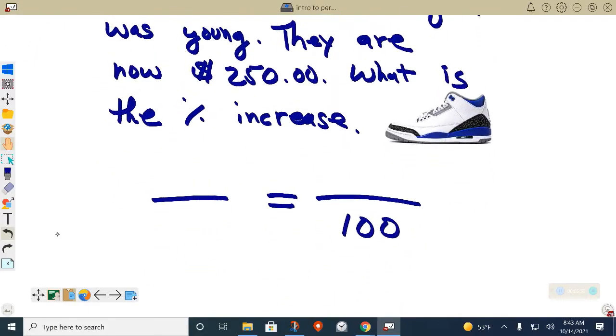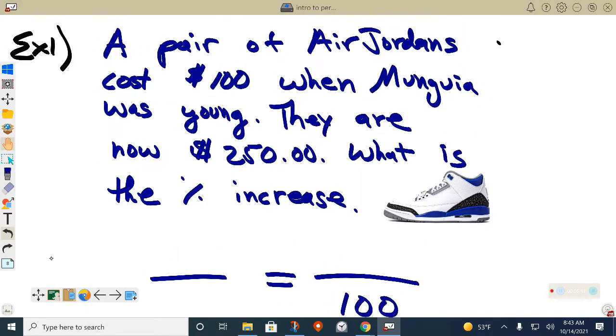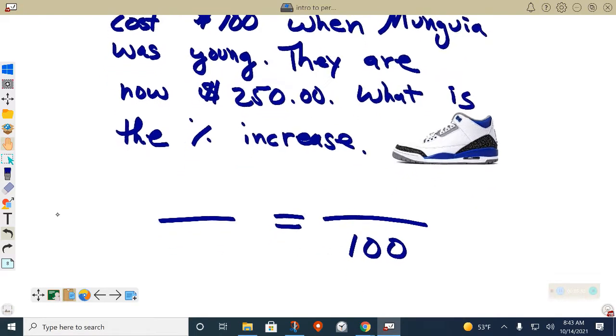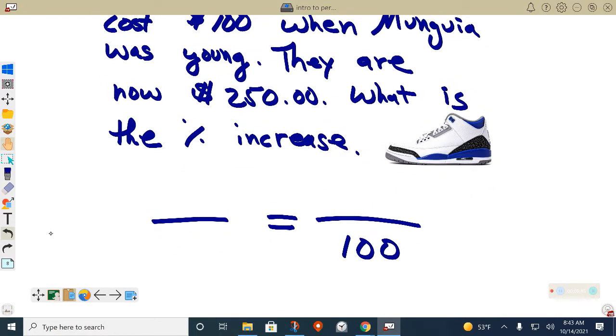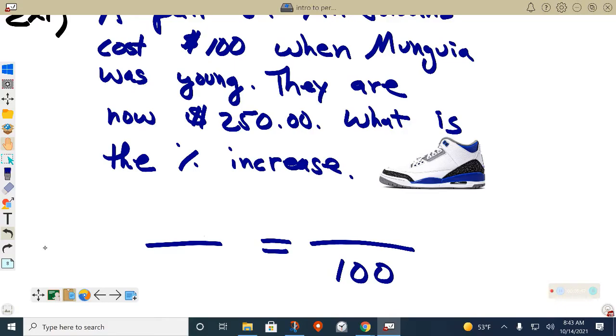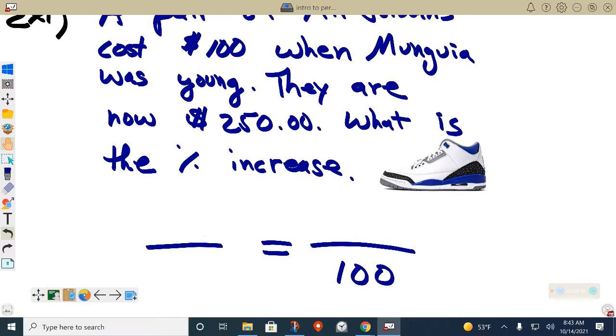What should be above the 100? 250? Did they say that's percent? Oh wait, it's unknown, because that's the question. I forgot to put the question mark. Put it right there by the Air Jordan shoe. What is the percent increase? That's the unknown. Okay, so far so good.